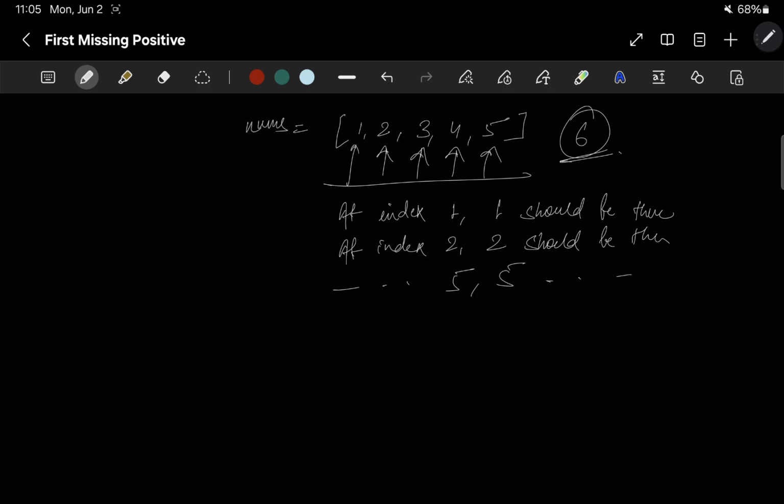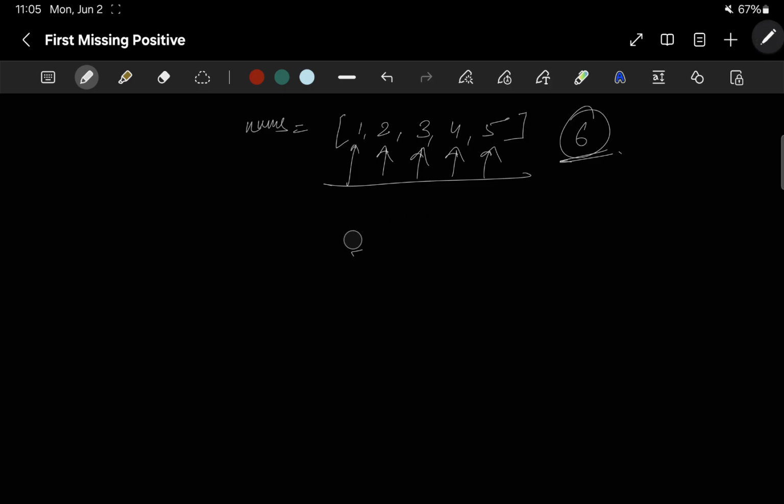Okay, but that is not always the case. We do not live in an ideal world, so our nums can be something like 4, 3, 1, 6. How will you do this? How will you manage this thing?